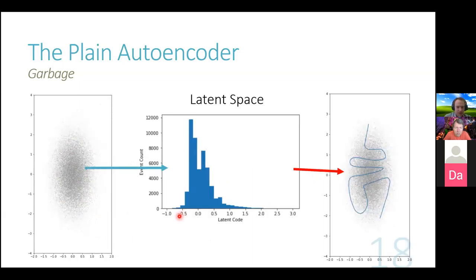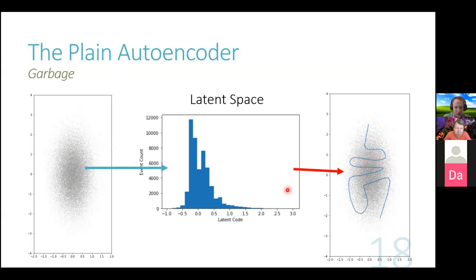So here's what it's learned. In the middle plot, that's just a histogram of, given all these real data points on the left, what's the histogram of the latent space. This is the histogram in some arbitrary shape. And then I can remap these latent codes to the real space: as I go along this histogram, I take equally spaced points along it and decode them to get this line in this two-dimensional space.